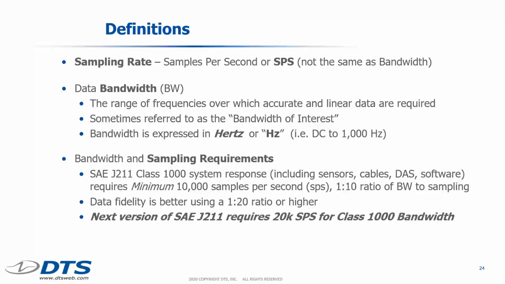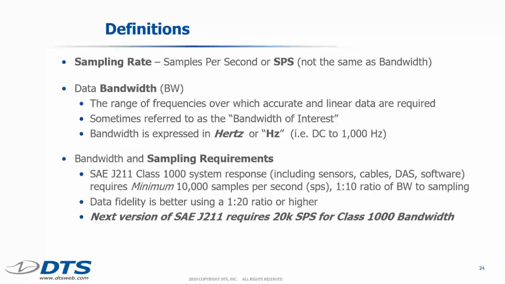First of all, sampling rate and data bandwidth are two different things. When we talk about sampling rates, we're referring to the number of samples per second, or SPS, that the digital data recorder is capturing. The data bandwidth is much different, and it actually means the range of frequencies over which we require accurate and linear data. This is sometimes called the bandwidth of interest, and it's normally expressed in hertz. So it's most appropriate to say I need 1000 hertz data bandwidth, and I'm going to sample that at 10,000 samples per second.